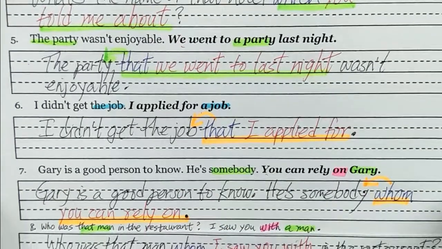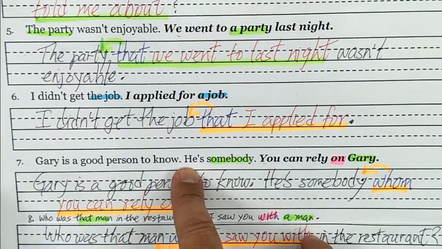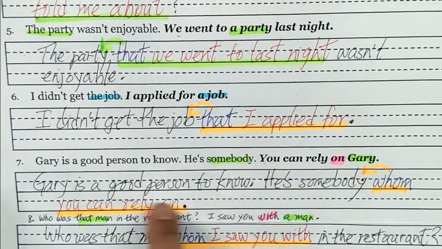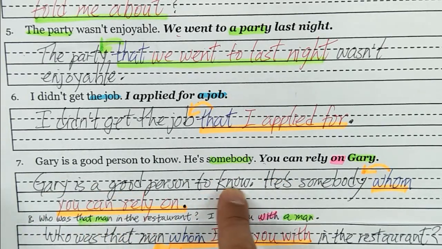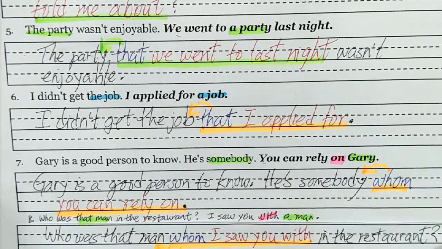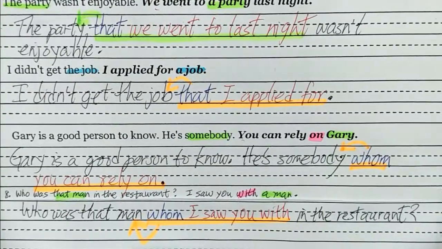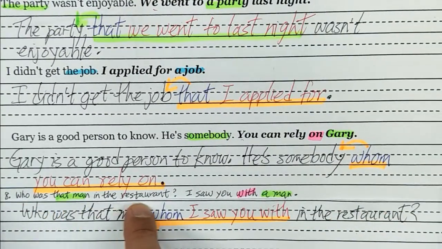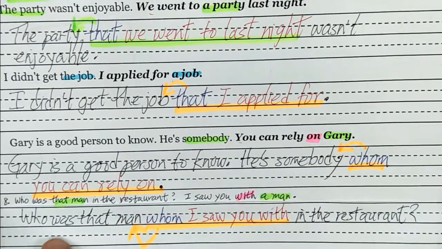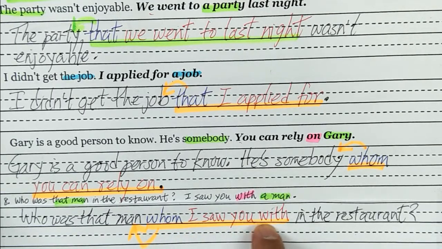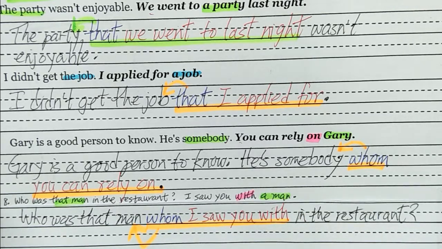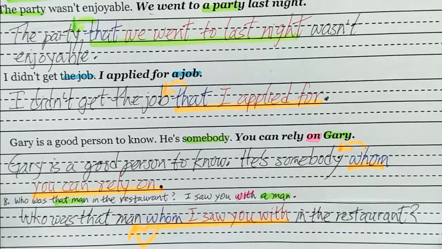7. Gary is a good person to know. He's somebody. You can rely on Gary. Let's combine these sentences. Gary is a good person to know. He's somebody whom you can rely on. That's a better sentence. Number 8. Who was that man in the restaurant? I saw you with a man. Combine them. Who was that man whom I saw you with in the restaurant? That's a better sentence. Okay. Now you do the homework. All right. Bye.